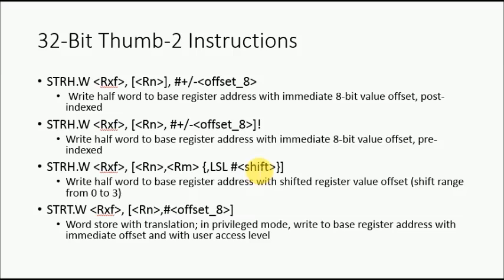Next instruction is STRT.W, Rxf, Rn, hash offset 8-bit. Now this instruction is an operating system related instruction, and it is a privileged mode instruction. So in many cases the words are stored to the memory location with translation in privileged mode, written to the base address with the immediate offset and with user access level. So it will write at the user access level from the privileged mode.